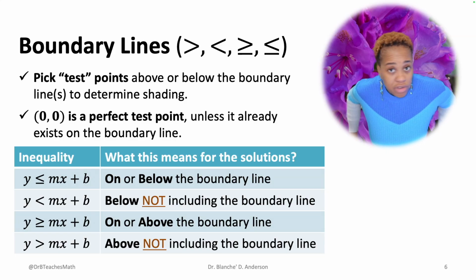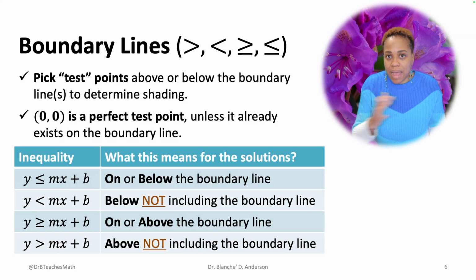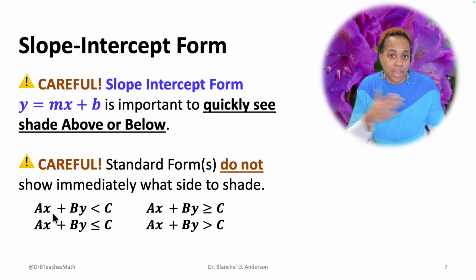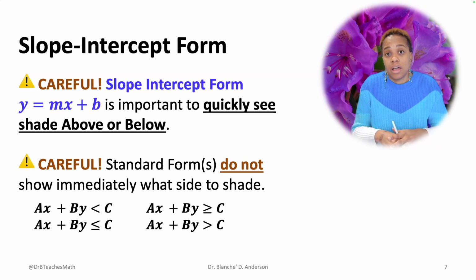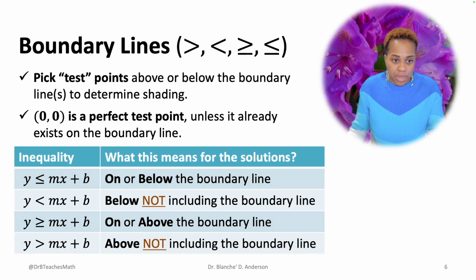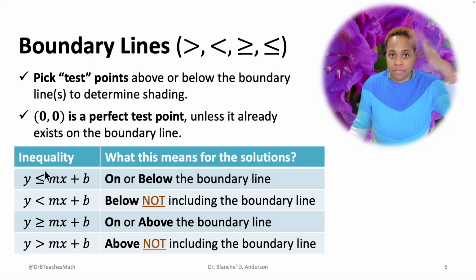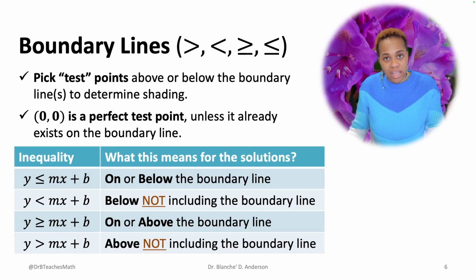Test points always work. That never changes. But if you decide to bypass doing test points, as long as you have it in this form, then you can say, I'm going to shade on the left, shade on the right, shade top, or shade bottom. If it's in standard form, when the X and the Y are on the same side, you're going to have to do a test point so that you can decide which side to shade on. If you don't put it in standard form and you put it in slope-intercept form, you can actually look at it and say, depending on this chart, I know above or below, left, right, top, bottom.